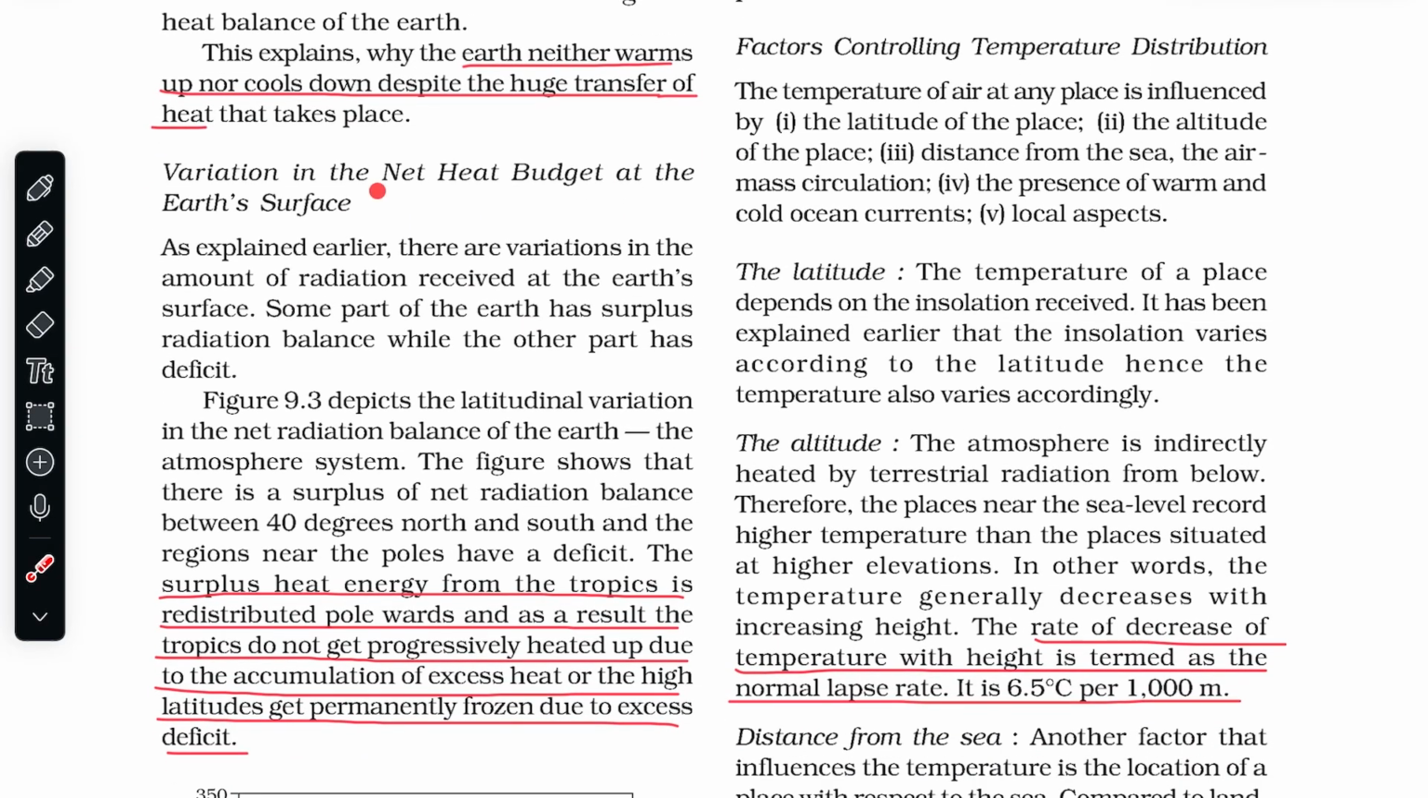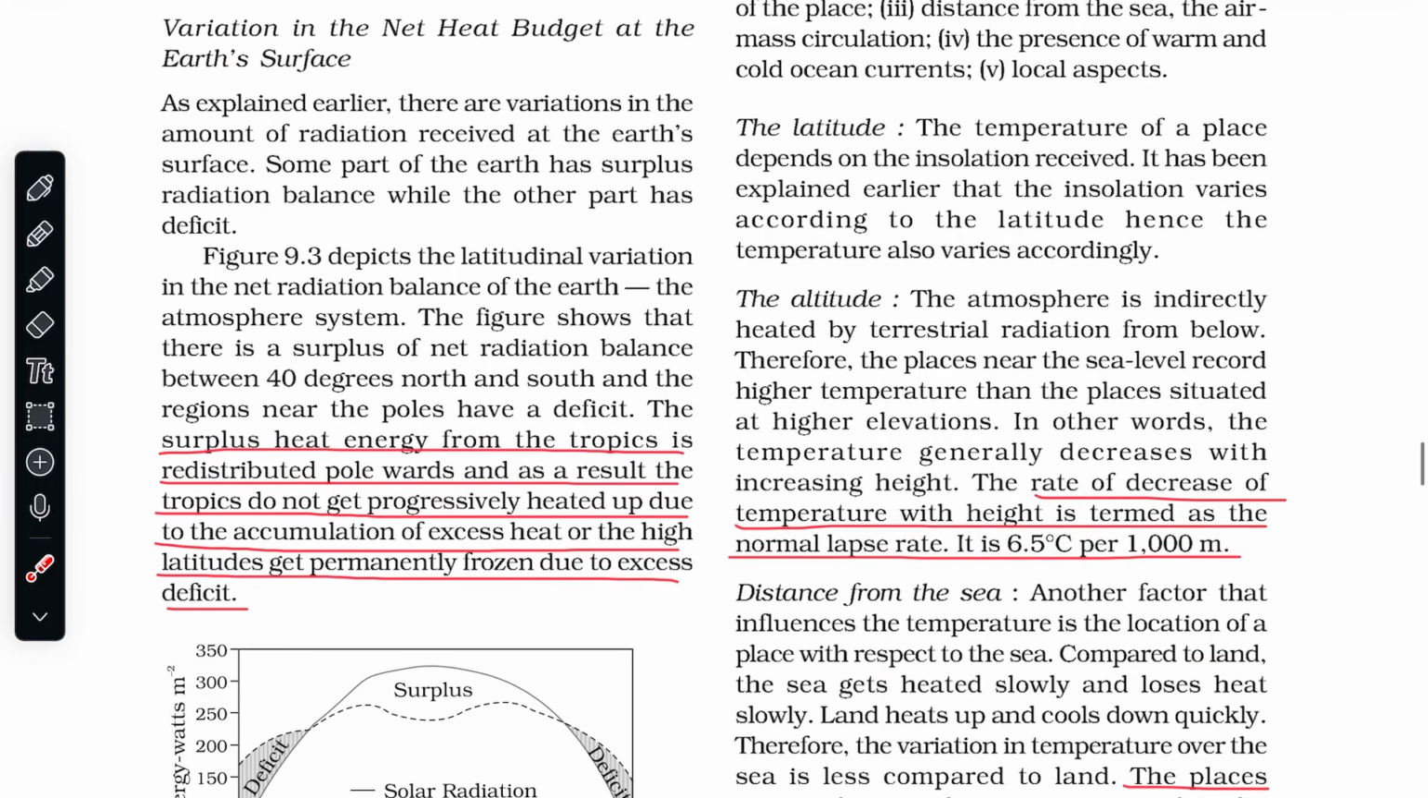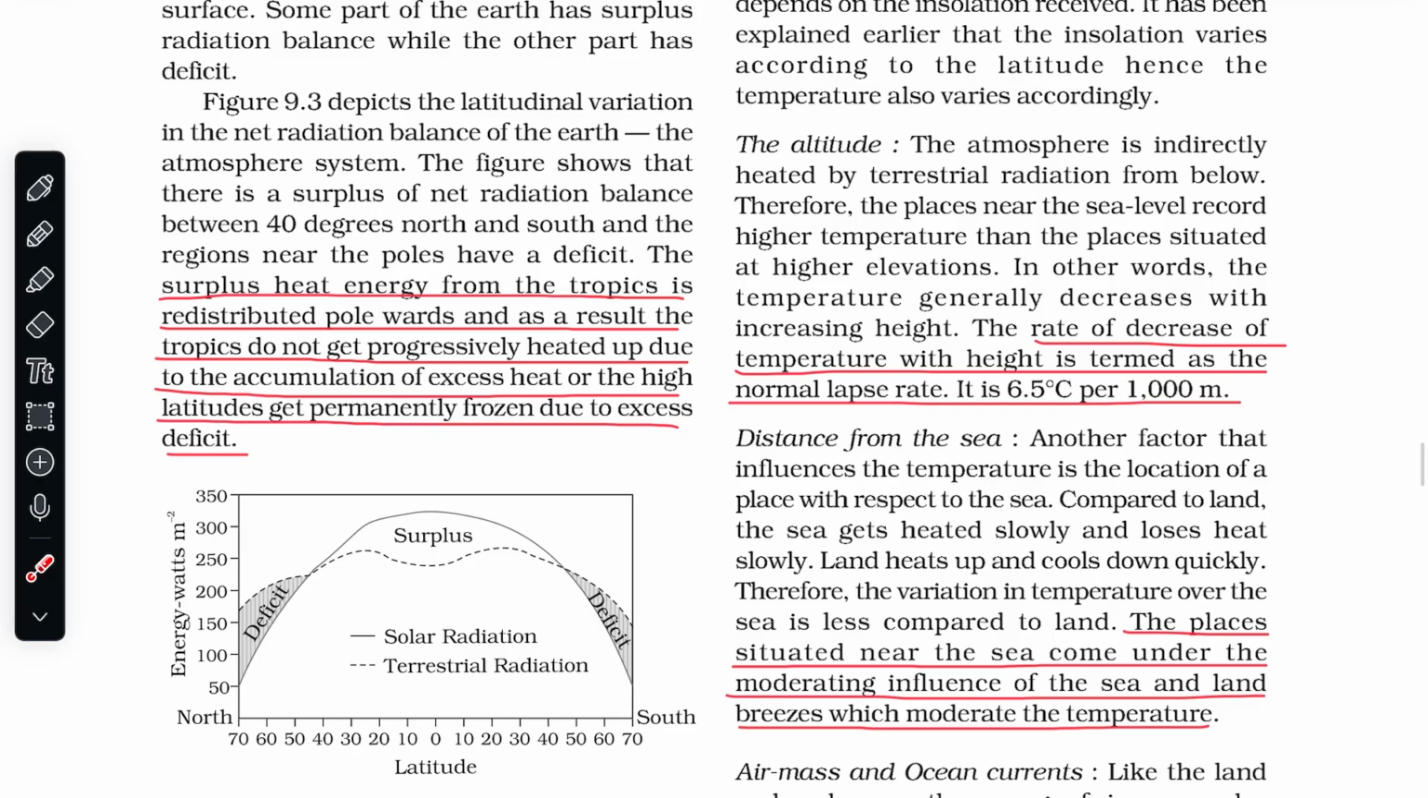Then the variation in the net heat budget at the Earth's surface. There are variations in the amount of radiation received at the Earth's surface. Some parts of the Earth have a surplus radiation balance, while other parts have a deficit. So let's see the latitudinal variation in the net radiation balance of the Earth. There is a surplus of net radiation balance between 40 degrees north and south.